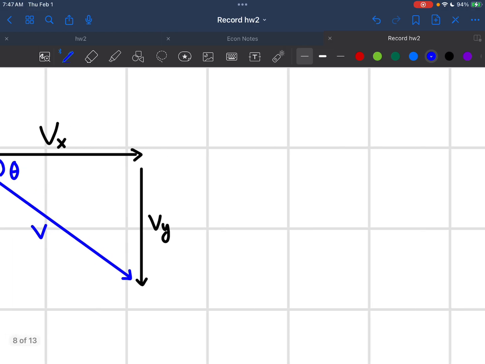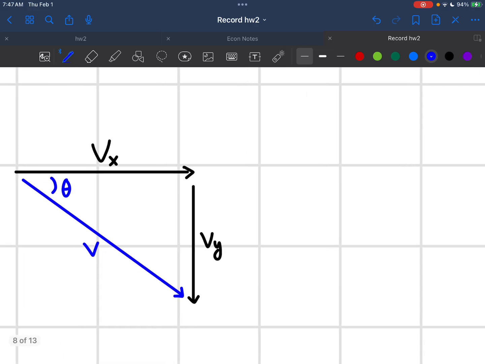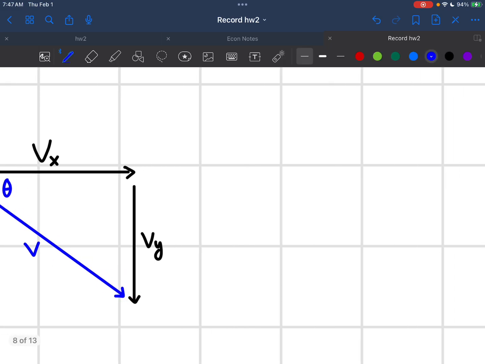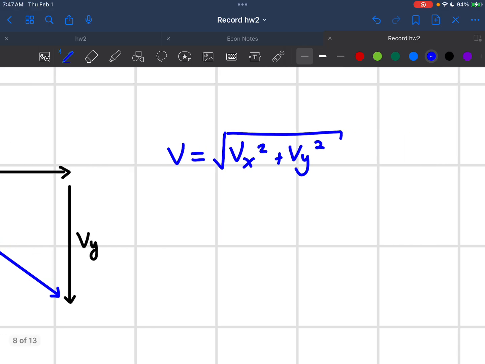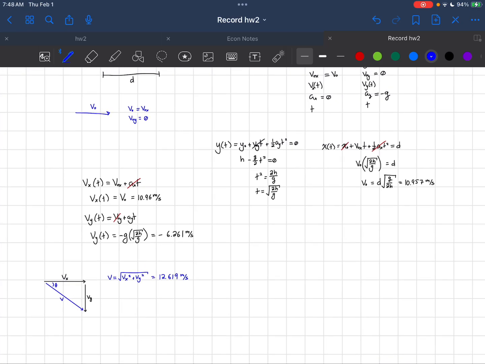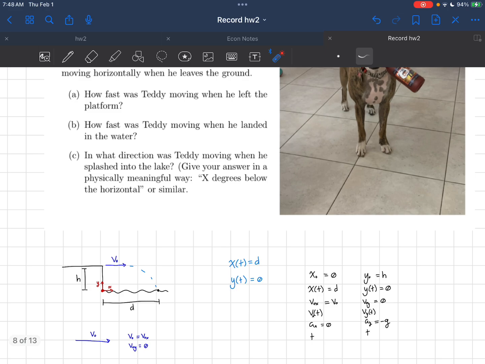Call that theta. Now, if I'm solving for how fast he was going when he hit the water, I'm solving for the magnitude of V. So we can use the Pythagorean theorem again, where V will be the square root of Vx squared plus Vy squared. And that's going to give me a magnitude of about 12.619 meters per second.